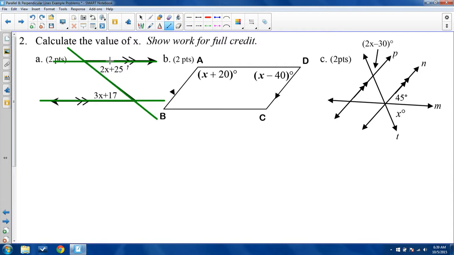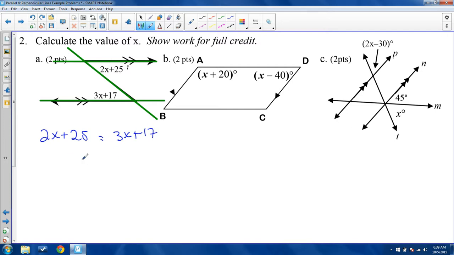You can now see these are two lines cut through by a transversal. These are alternate interior angles. And when lines are parallel, then alternate interior angles are congruent. Therefore, the measure of this angle is equal to the measure of this angle right here.